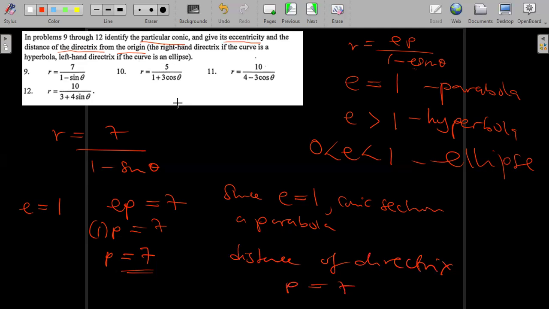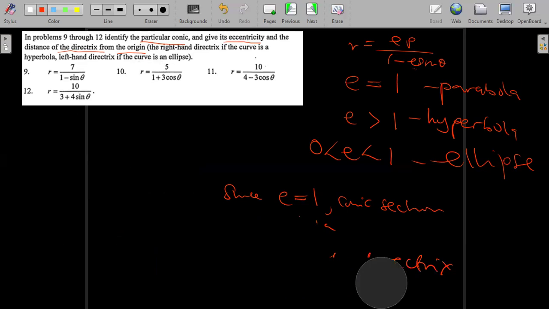But I want to move ahead. The rest are not in standard form, so we have to first put them into standard form. Since there are just 4 questions here, let's just do all of them.